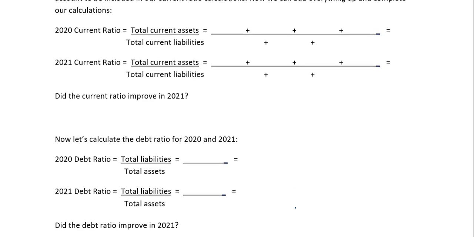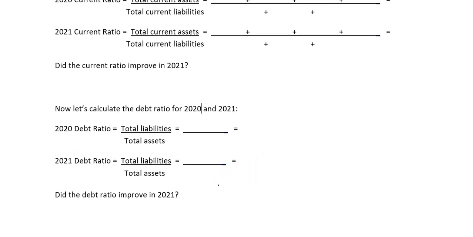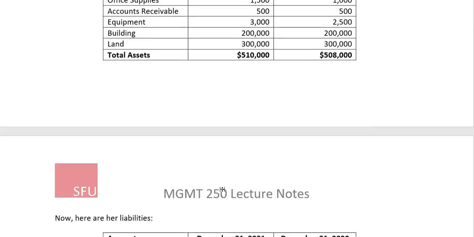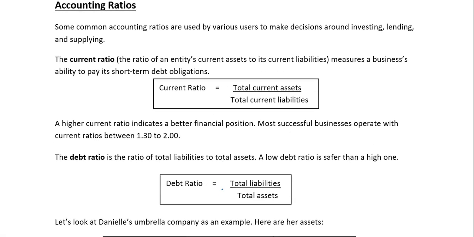And then we'll look at a debt ratio. This one is easier, in my opinion, because you just take the total liabilities and divide by the total assets. And once again, you get two numbers, and we compare them to see if there was improvement in 2021. So take a minute to do that. Go through the two tables, identify what's current and what's long-term, and we will cover that in the next video.